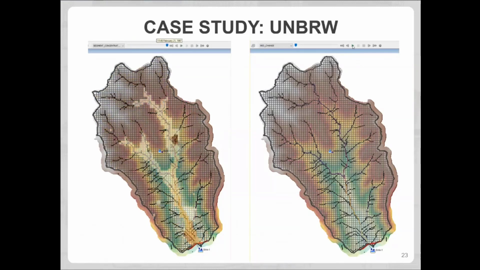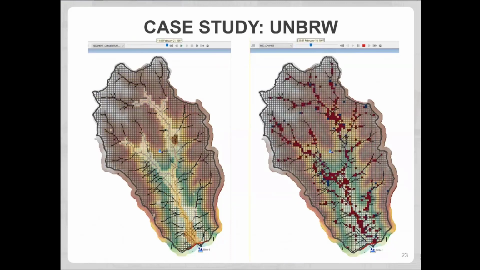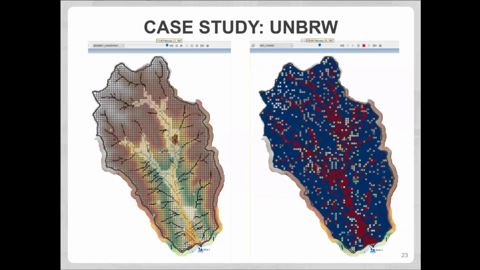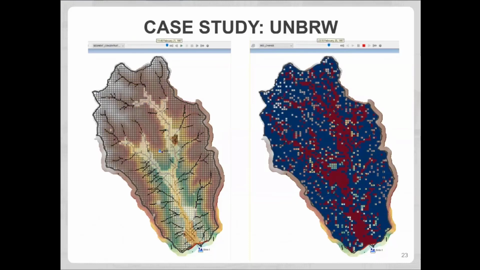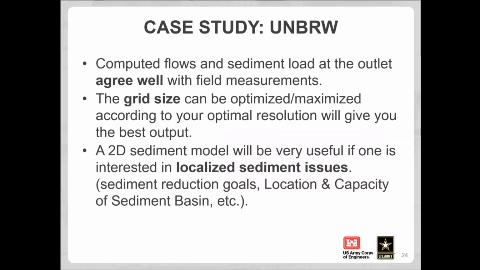Right-hand side is cumulated sediment yield through the time. As you can see, some erosion and deposition through the time. That is the animation result. Okay. And then this one is a kind of a summary information based on my case study.